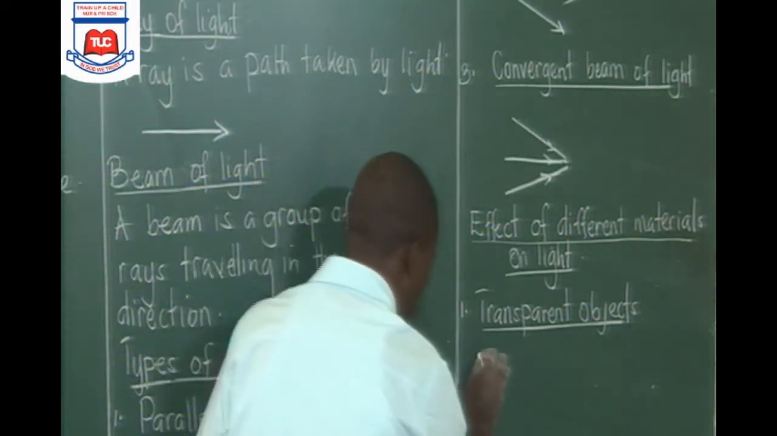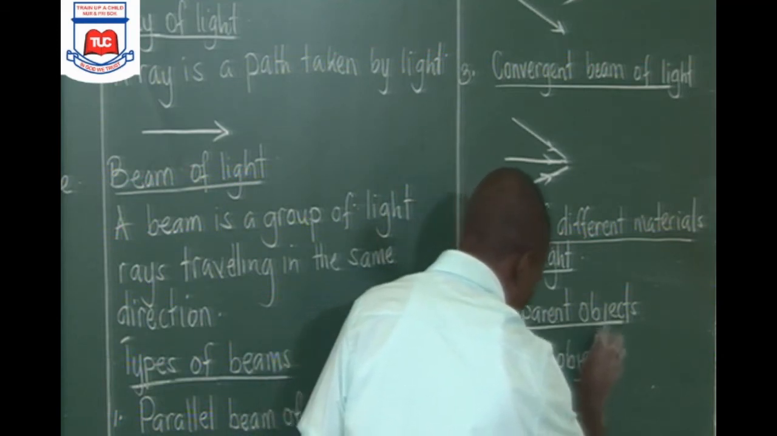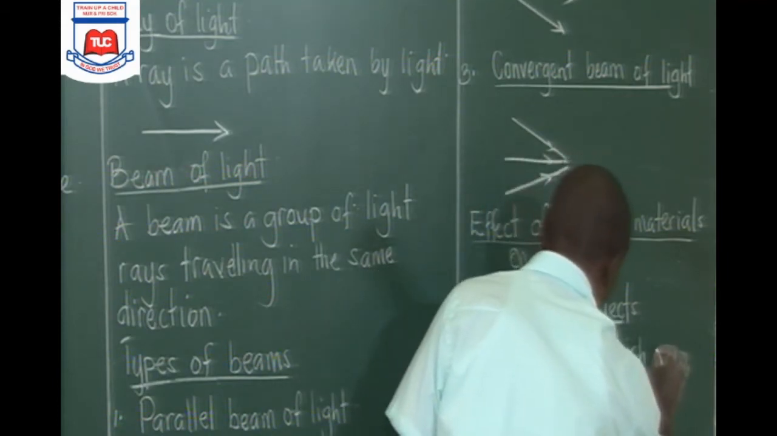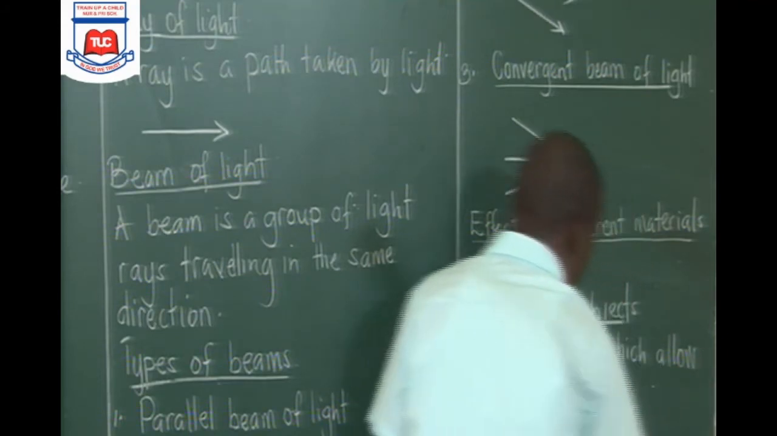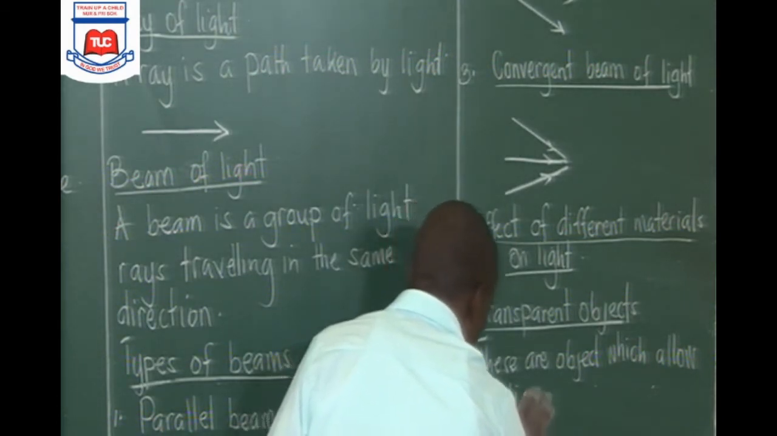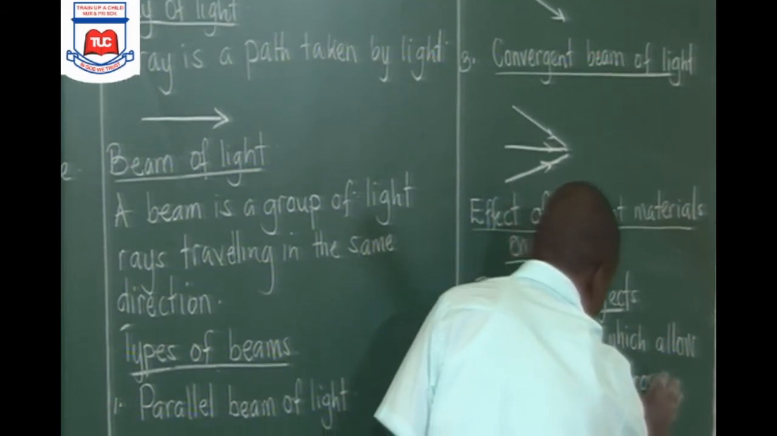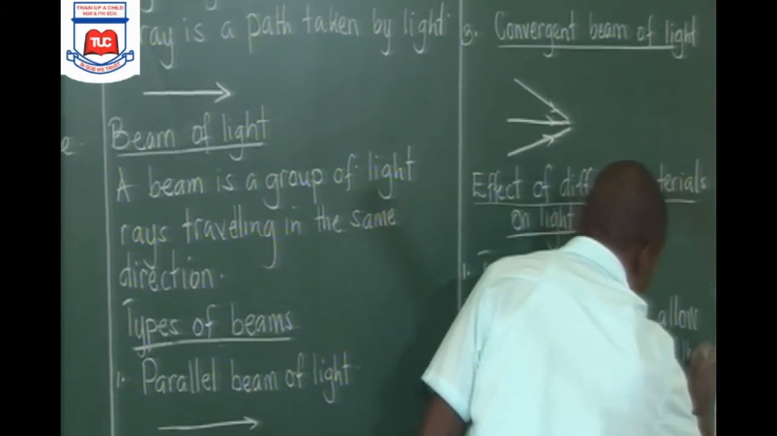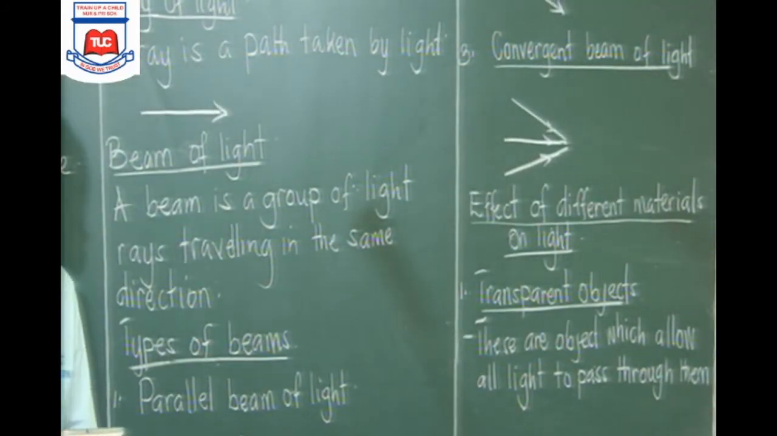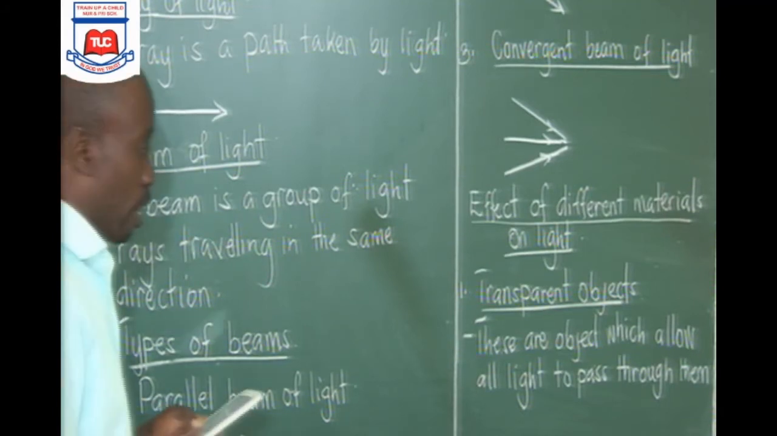Okay? These are objects which allow all light to pass through them. Okay, they allow light to pass through them. Now, such objects are called transparent objects. And we know examples, like I've already told you.